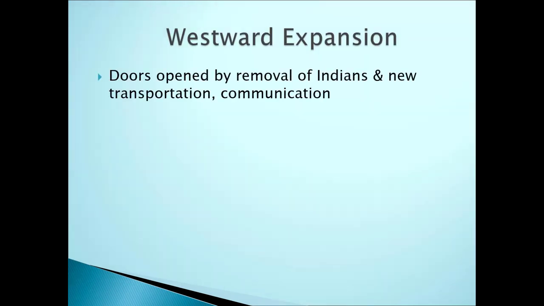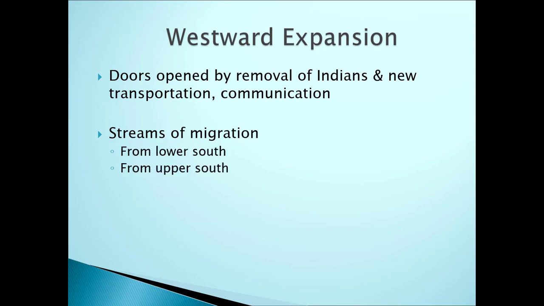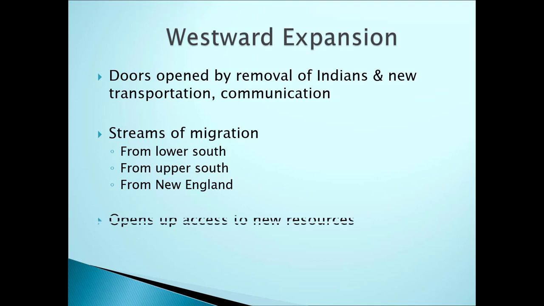Westward expansion. Of course, the removal of the Indians. Well, a lot of that was, we'll learn about the Trail of Tears and relocating Indians onto reservations. That combined with transportation, new methods of transportation, and these brand new communication methods, we're going to move west. So you have streams of migration. Now, this is internal people moving, not people coming into the country, but people who are already here. Mostly from the lower south. You had some from the upper south. And some from New England, although more from the south than from New England.